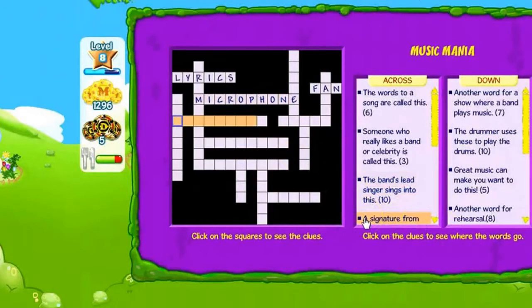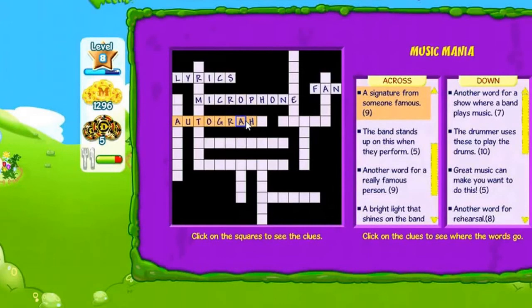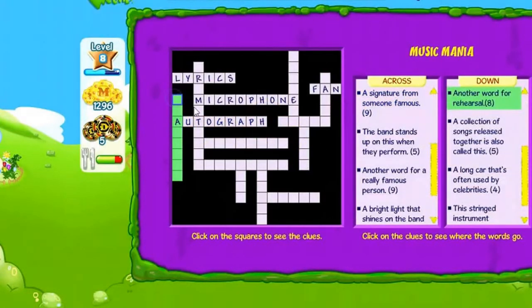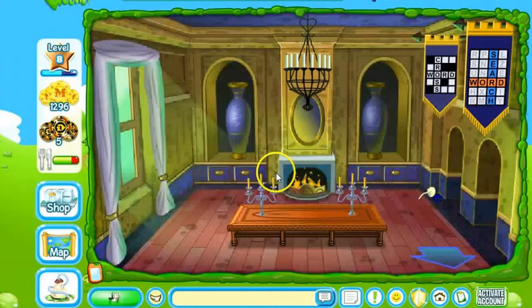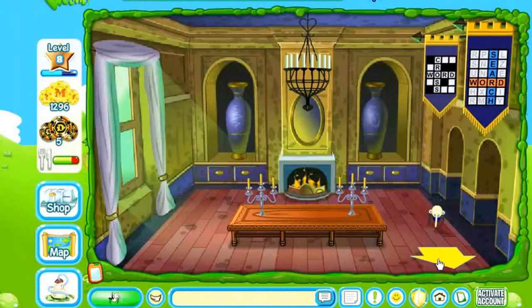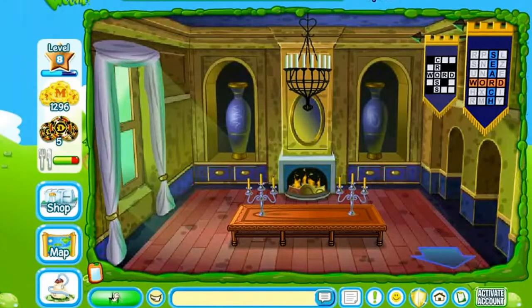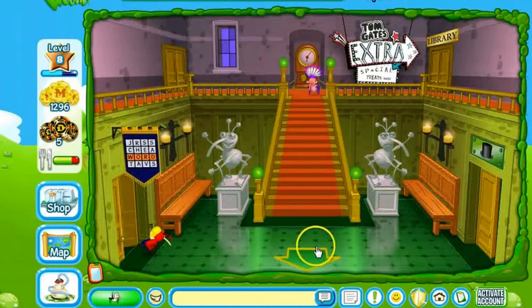One second, a missing one. Oops, wrong spelling. Okay, so English is over now. We got our crosswords for today. So now it's break time.